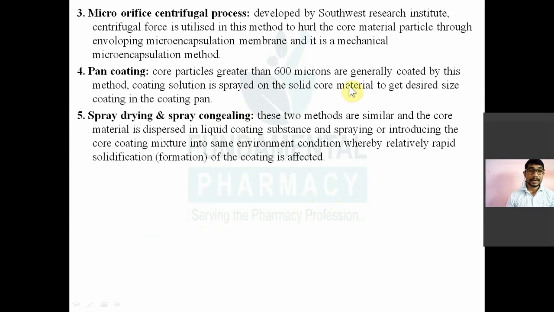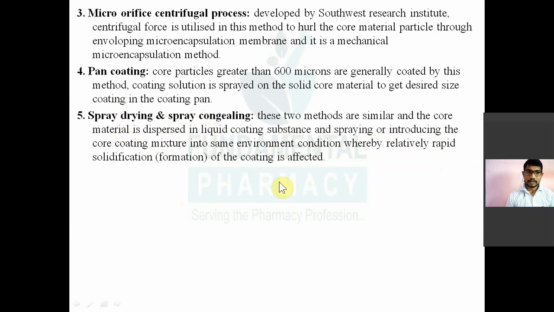So spray drying and spray congealing. So these two methods are similar and the core material is dispersed in the liquid coating substance and spraying or introducing the core coating mixture into some environment condition whereby relatively rapid solidification of the coating is affected. मैं बोलता हूँ इसमें क्या होता है. Actually these are two processes, spray drying and spray congealing. ठीक है, spray drying and spray congealing.